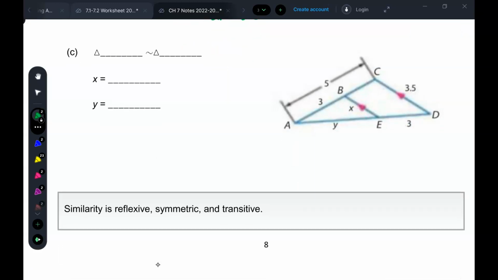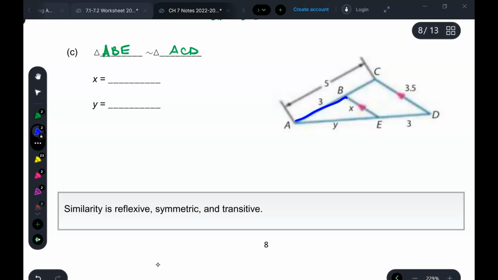All right, let's see. Similar triangles. We got the little one inside the big one. ABD and ACD. So it might help, okay, if you have colored pencils. Oh, I forgot to bring my colored pencils for next class. So this triangle is similar to this one.